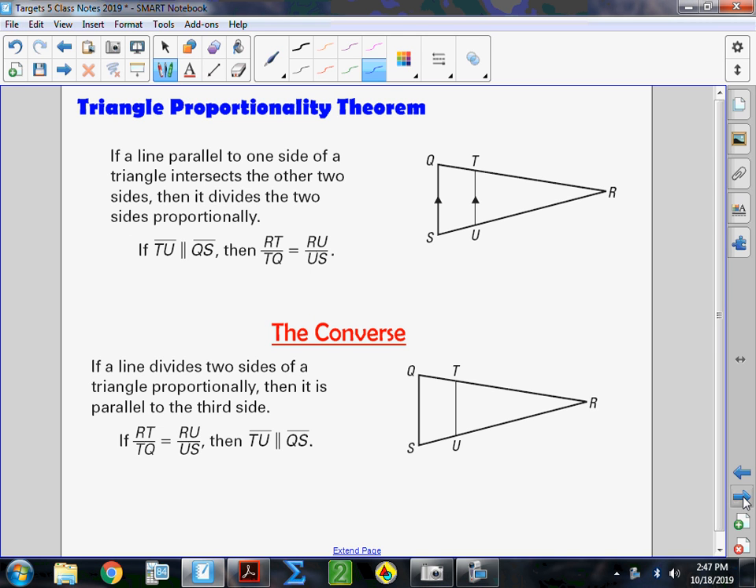So essentially, we're taking one line, in this case TU, and we're drawing it in such a way that it's parallel to one of the sides of the triangle. When that happens, the triangle proportionality theorem says that it divides the other two sides proportionally. So the yellow over the green is going to equal the blue over the pink.